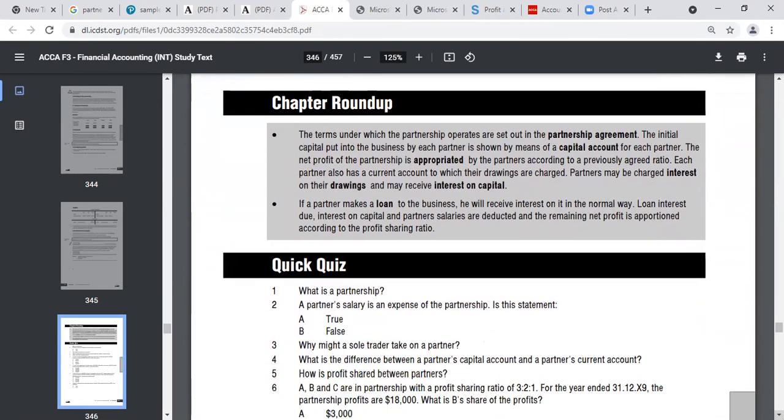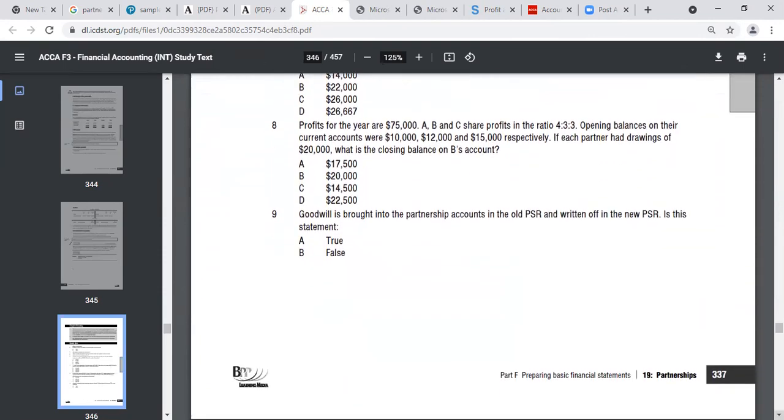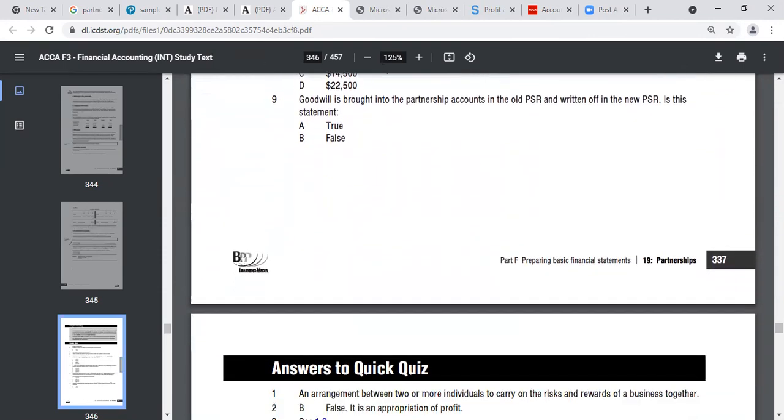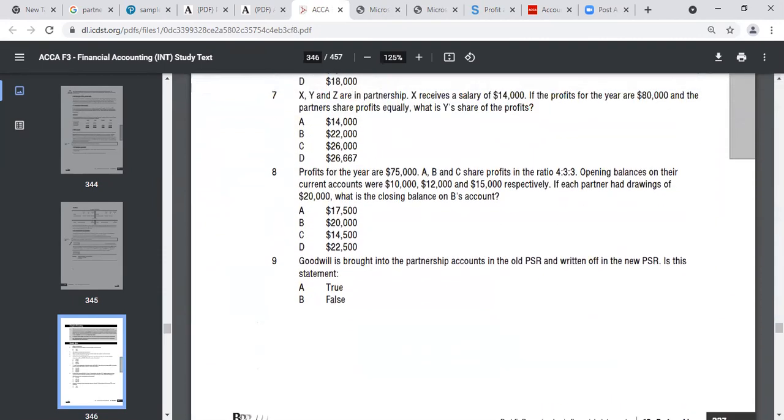So this is just a roundup and a few quiz questions that you may need to take home. We have another part of partnerships, which is closure of partnerships, but I think maybe I'll be able to handle it.